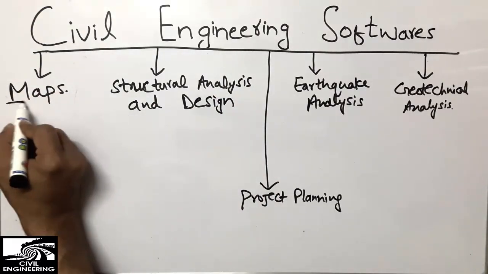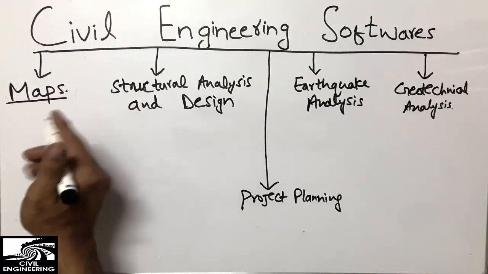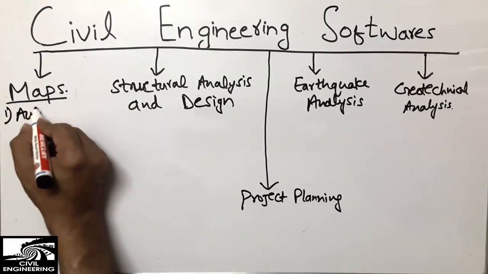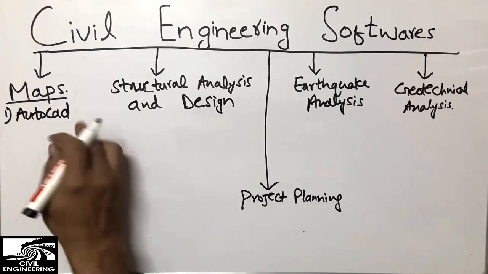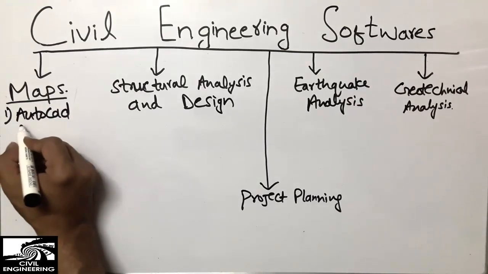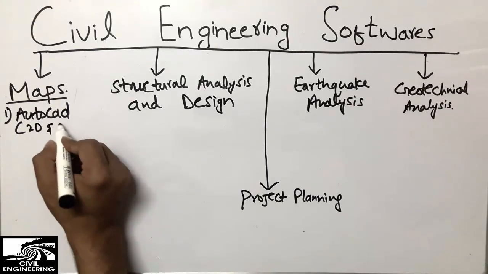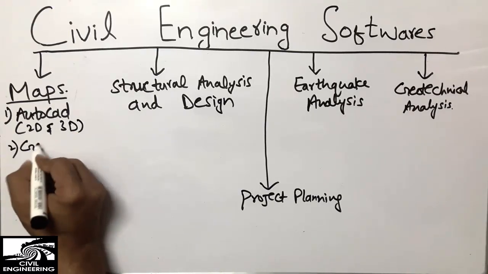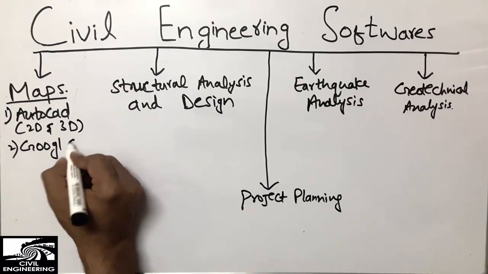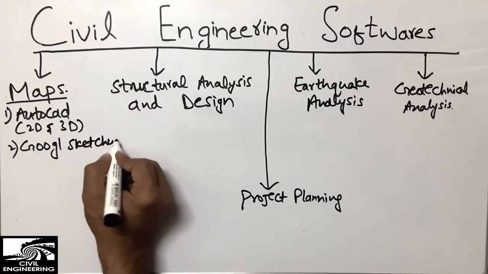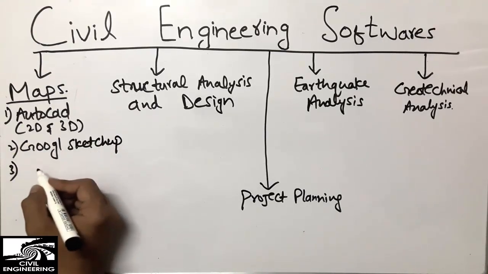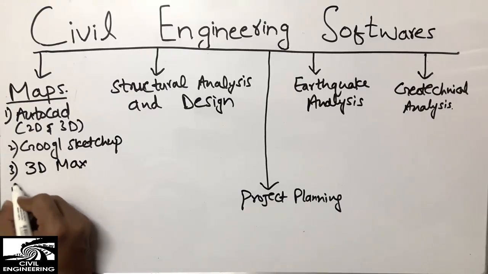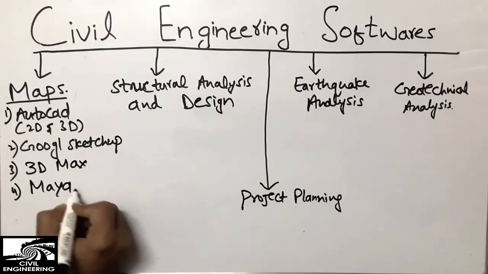The software used to draw maps, either in 2D or 3D, the first and very important one is AutoCAD. It works with both 2D and 3D. The other software is Google SketchUp, which is also very common nowadays, and I personally use this software for 3D modeling. The other is 3D Max, advanced and a very old software. And number 4 is Maya, which is also used for 3D modeling.